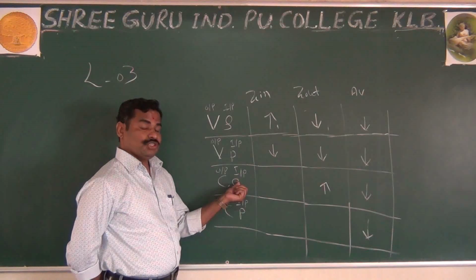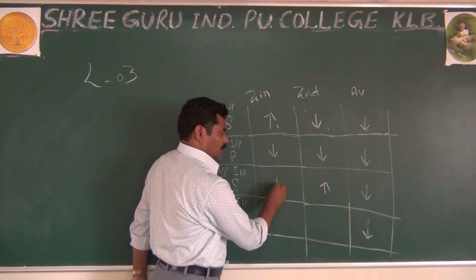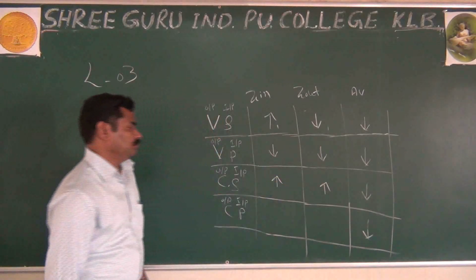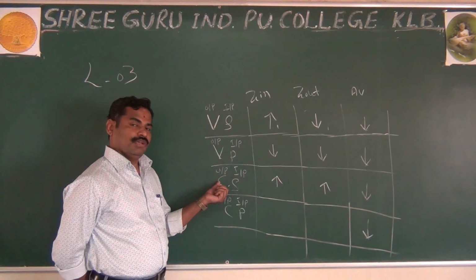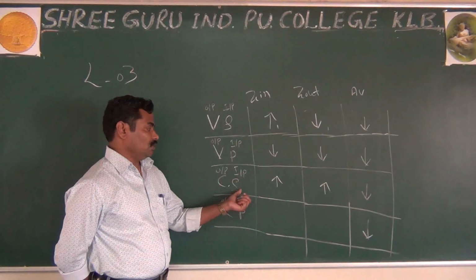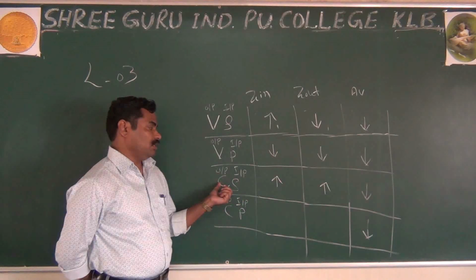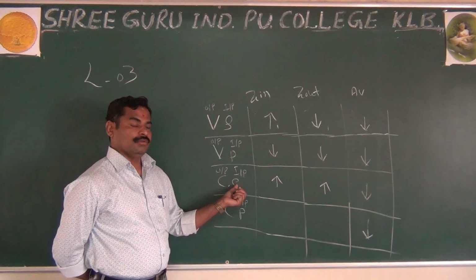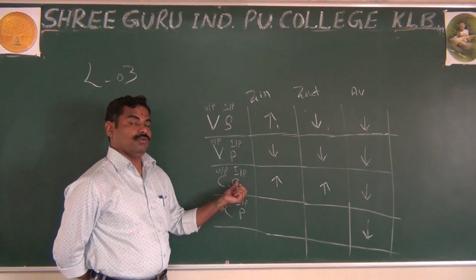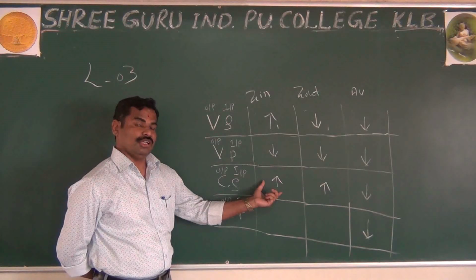If you are connecting in series, then what happens? The input impedance increases. Current you can measure in series. On the output side you are measuring the current in series, but on the input side you are adding the voltage in series. Voltage in series is nothing but the input impedance increases.